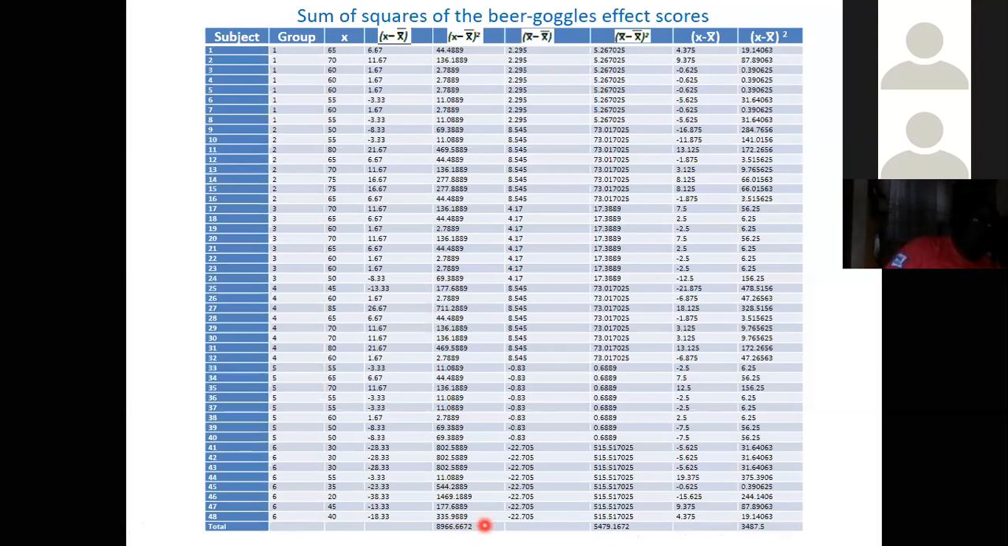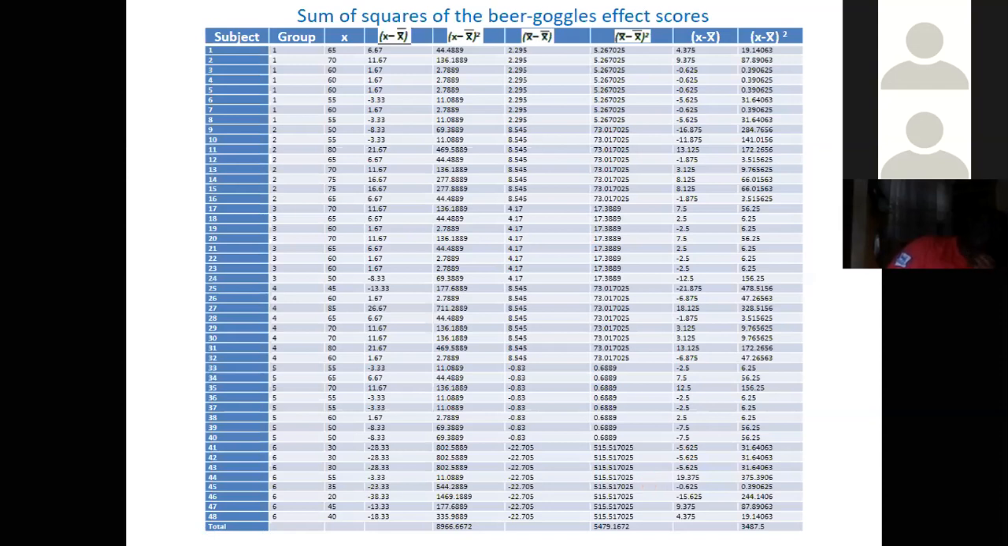Now, if it were a one-way ANOVA, to calculate the variance, all you need to do is divide the sum of square between and within by their degrees of freedom. When you divide, you have gotten the variance. So dividing the variance between over within, that will be your F.